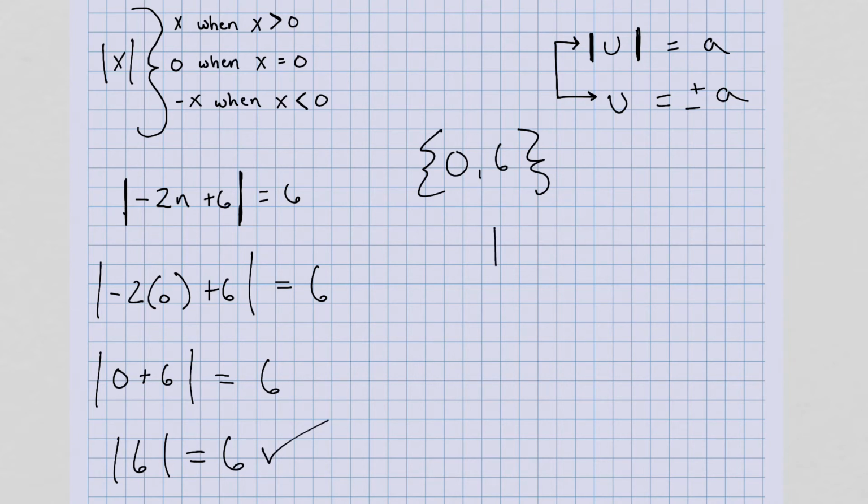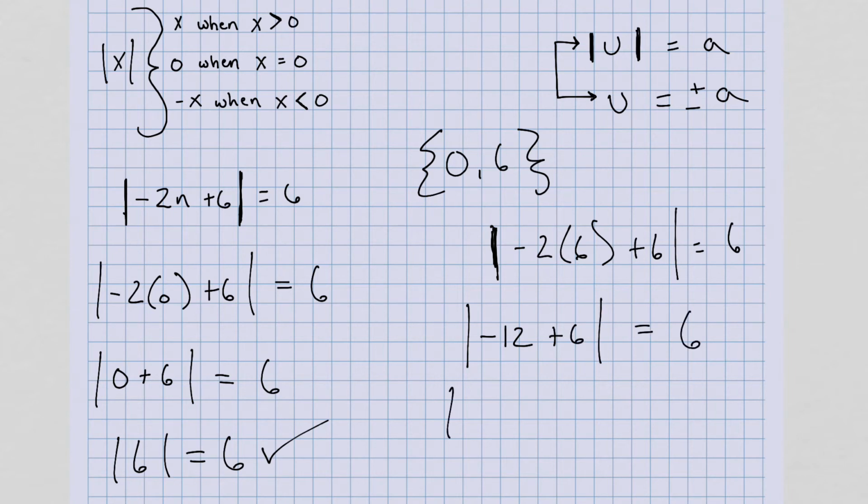Let's plug in the number 6 now. We have the absolute value of -2 times 6 plus 6, and we're saying that equals 6. -2 times 6 is -12, plus 6. So we have the absolute value of -12 plus 6, and -12 plus 6 gives us -6. So is the absolute value of -6 equal to 6?